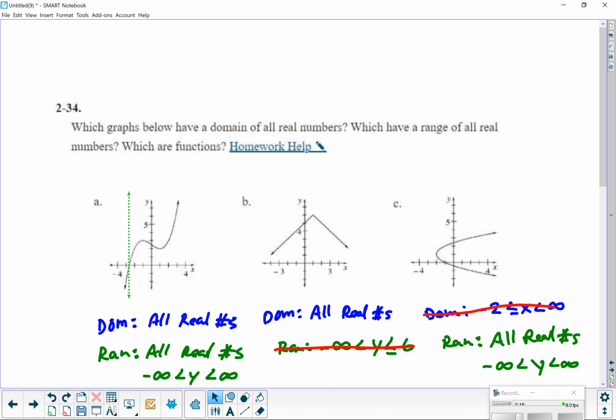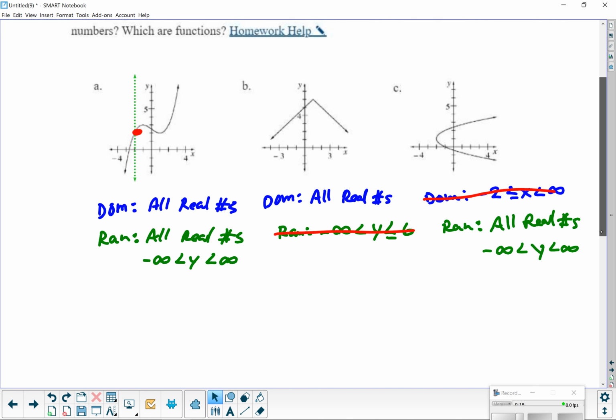Vertical line test basically means you need a vertical line, and you need to bring it across. So this one touches it one time each, right? For example, this one touches it right here only. If I move it over here, it touches it right here. I move it a little more over here, it touches it right here only. So this one is a function. I'll use purple. I'll say function.